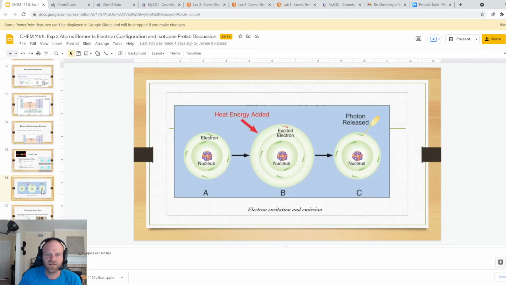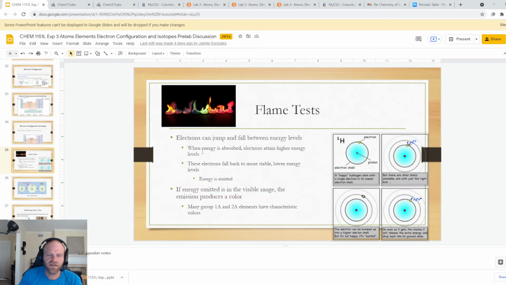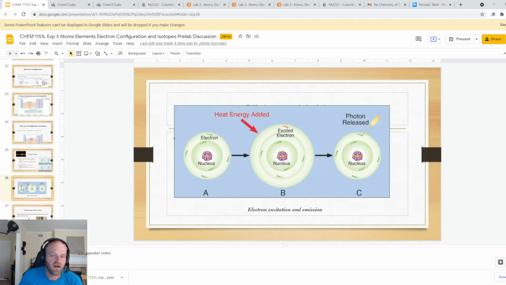So that's how the flame test works. Let me see if she does anything with it here. Mainly groups 1 and 2 have the characteristic colors.